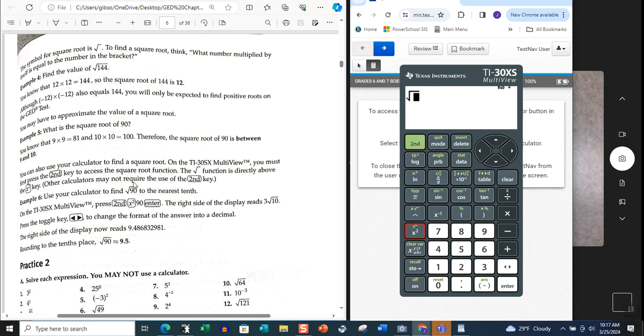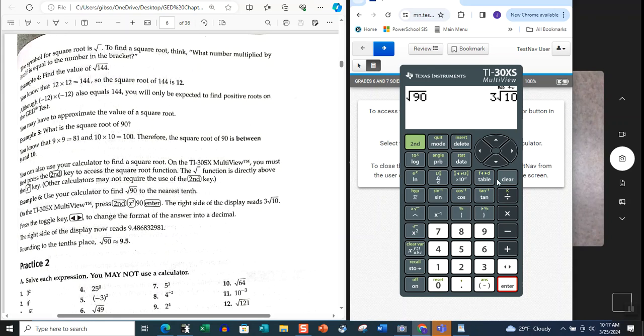Now, it says here, use your calculator to find the square root of 90. Now remember, we said the square root of 90 is between 9 and 10. So we'll press enter. Now what it gave you was 3 times the square root of 10. Now it says press the toggle button to change the format of the answer into a decimal.